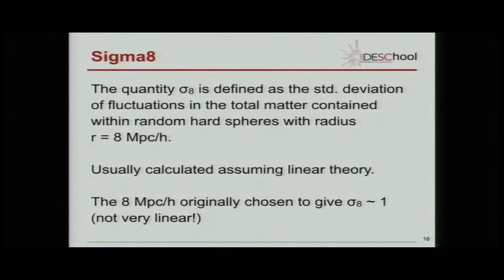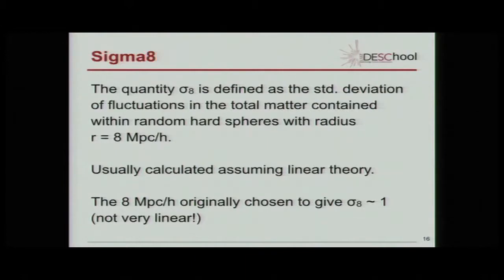So what is sigma 8? Sigma 8 is defined as the standard deviation of fluctuations in the total matter contained within a random hard sphere with radius 8 megaparsecs over h. So you just pick a random point in the universe, you look in a sphere of 8 megaparsecs over h radius around it, you add up all the mass, how many kilograms are in that sphere, and that would be one sample. Exactly analogous to what you did in two dimensions with your 8 megaparsec over h quarter.